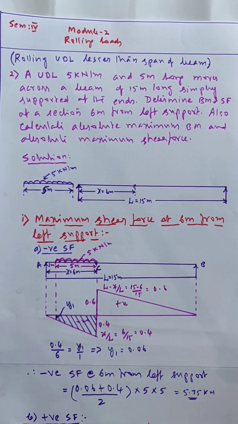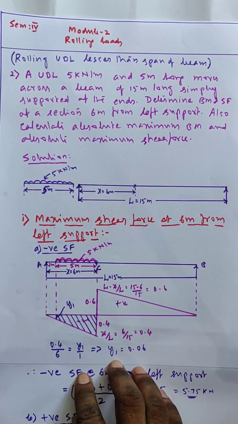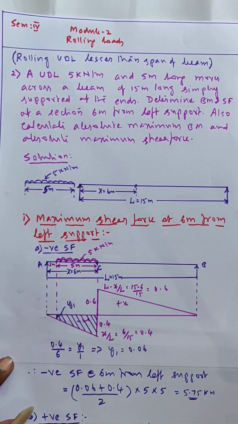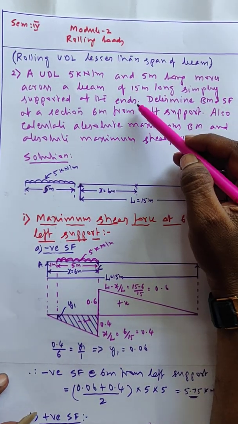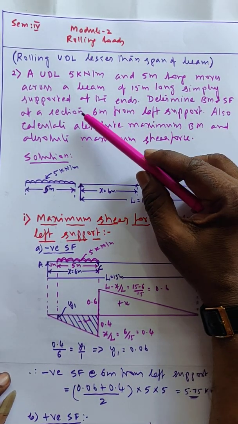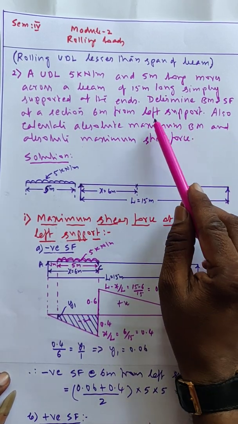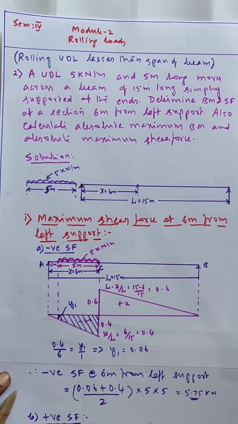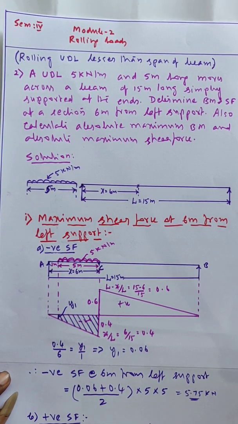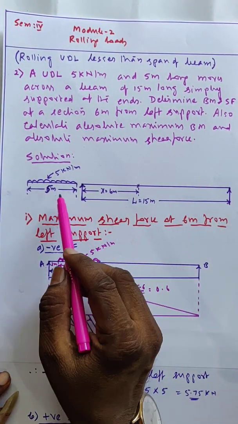A UDL 5 kN per meter and 5 meter long moves across a beam of 15 meter long simply supported at the ends. Determine bending moment and shear force at a section 6 meter from the left support. Also calculate absolute maximum bending moment, absolute maximum shear force. See, this is the problem given.